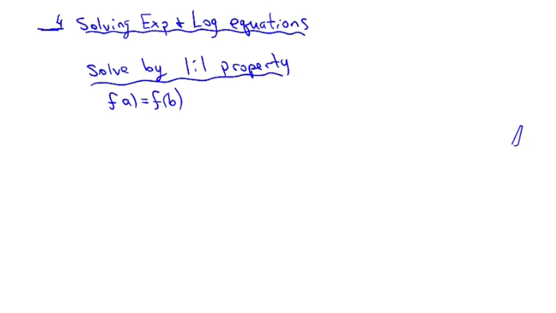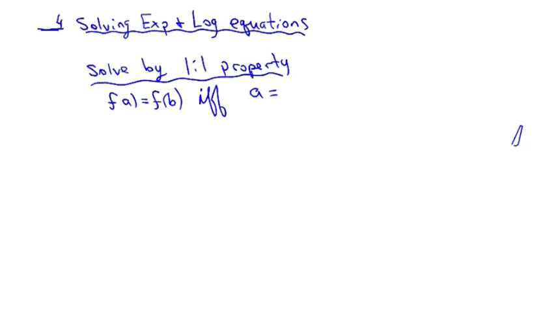A and B as the x coordinates. What are the y coordinates? F of A and F of B. So basically I'm saying two y coordinates are equal to each other. And then the one-to-one property says if and only if the two x values are also equal to each other. This is a vice versa type thing. If A is equal to B, if it's a one-to-one function, then F of A has to equal F of B. If F of A equals F of B, then A also has to equal B.